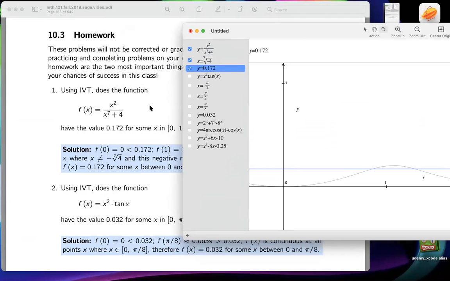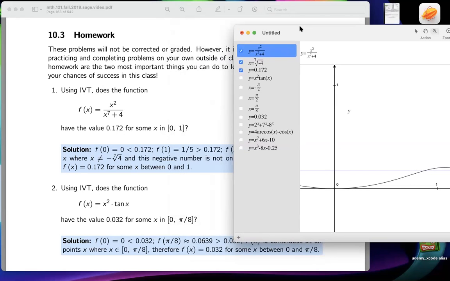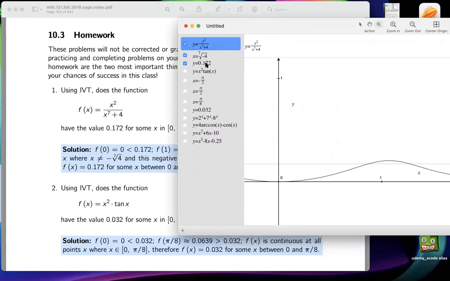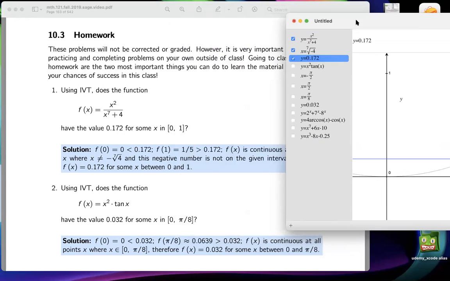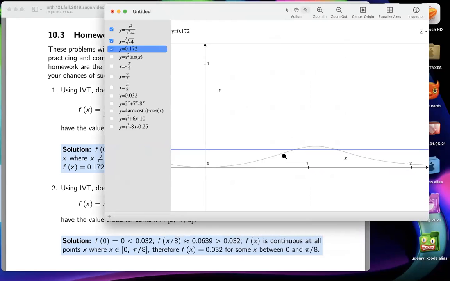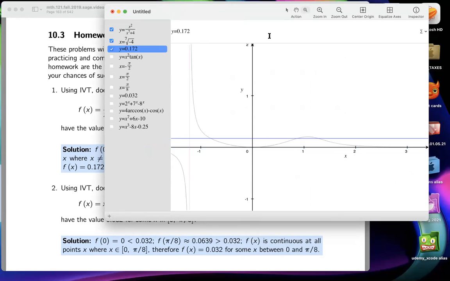It says use the IVT. Does the function, let me point out the function we're talking about is y equals x squared over x^7 plus 4. It says, does it take on the value 0.172? I've got that graphed as well, on the closed interval between 0 and 1. So I've got a picture, and I'm going to just zoom out. I want to point out just one thing at a time. That's the graph. I selected the graph of x squared divided by x^7 plus 4.